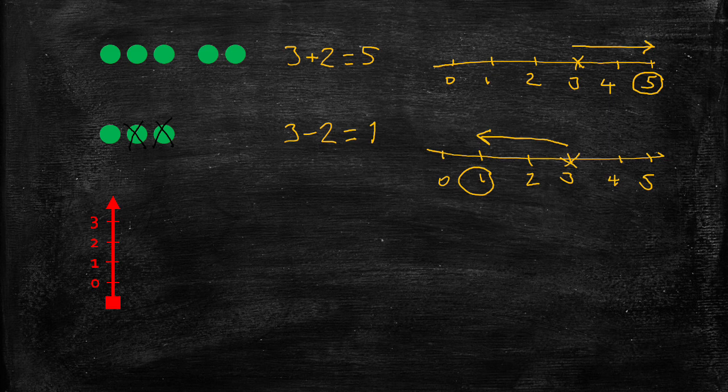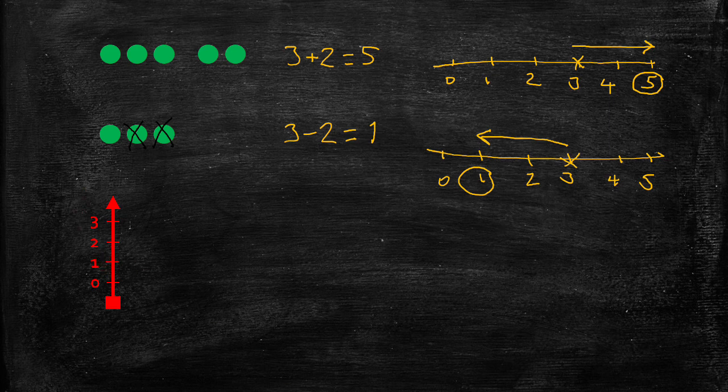Another way to think about subtraction is as a comparison or a difference. And so temperature works quite well for this. If I think about this thermometer here, starting at 0 degrees Celsius, and as the mercury rises, represents 1 degree, 2 degrees, 3 degrees, and so on.